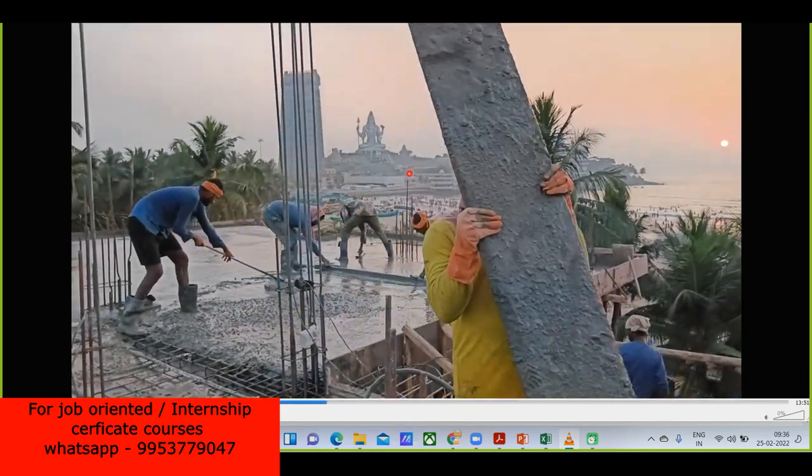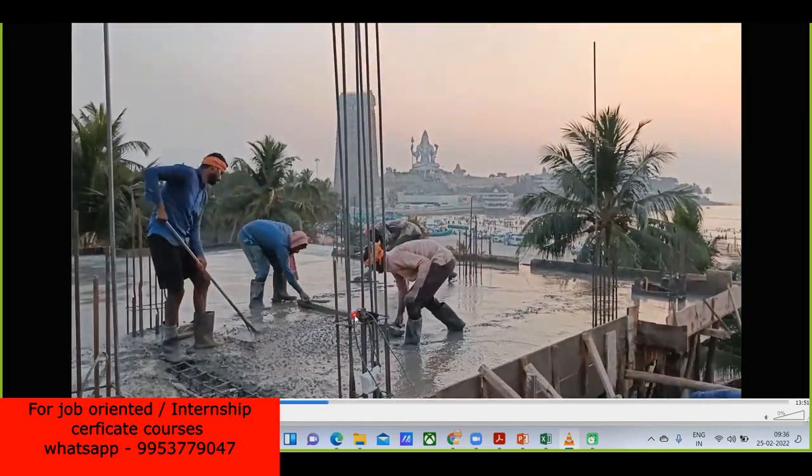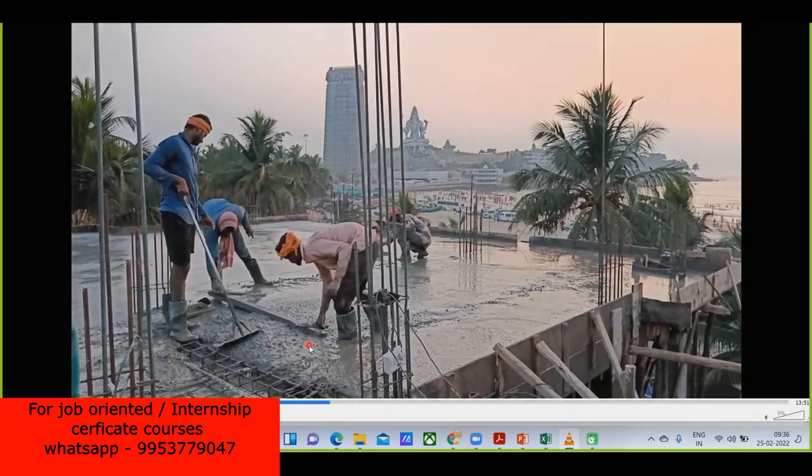So again, this is how they are doing the compacting. They are taking out the excess water.